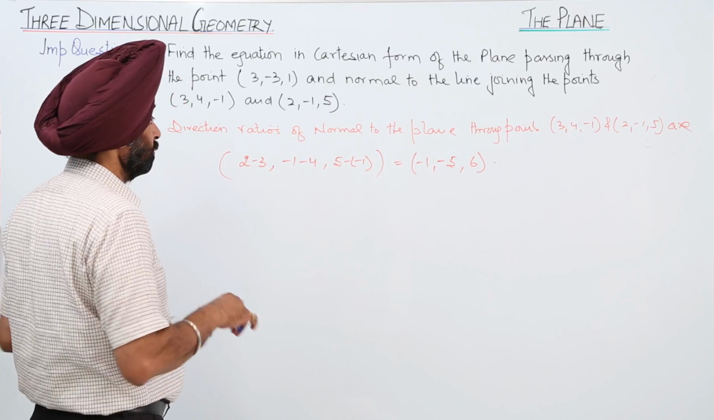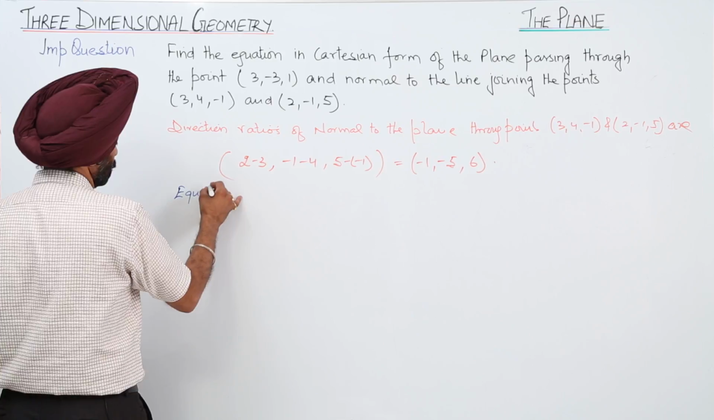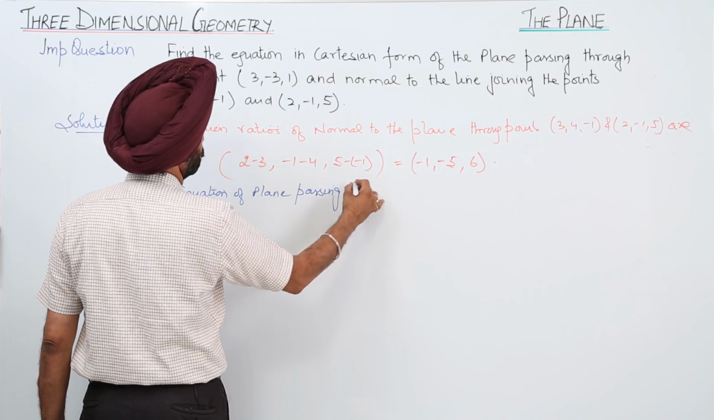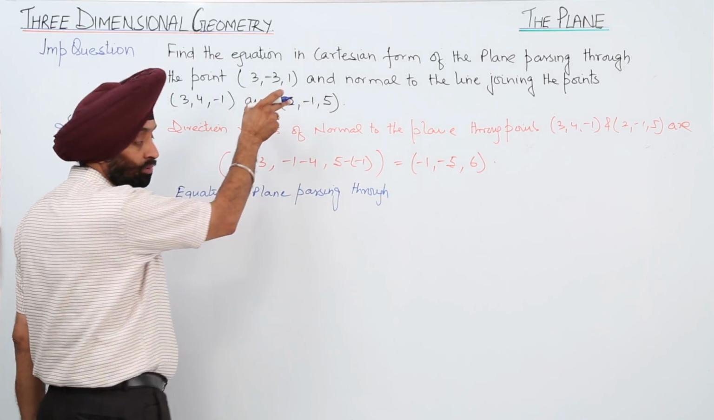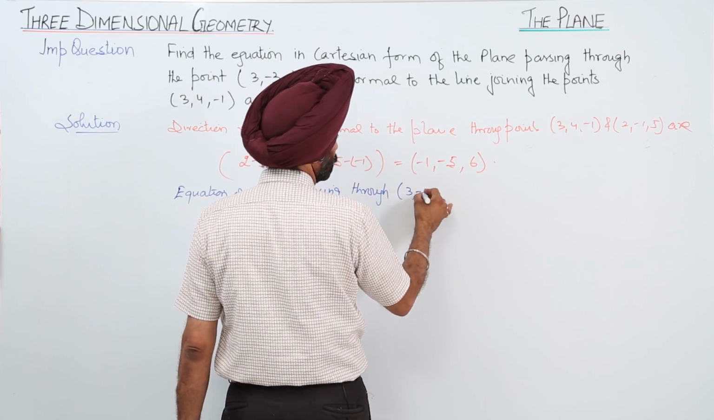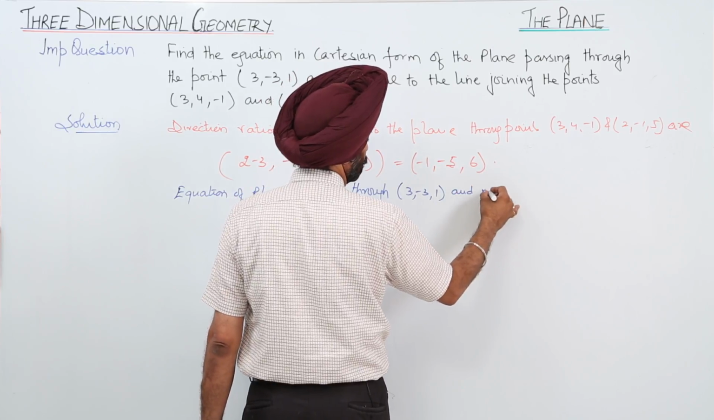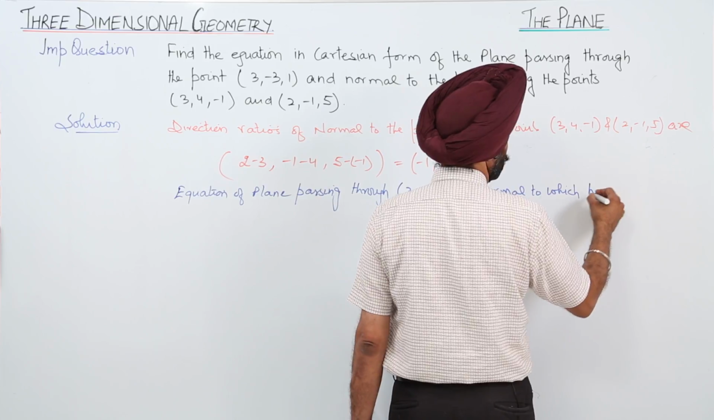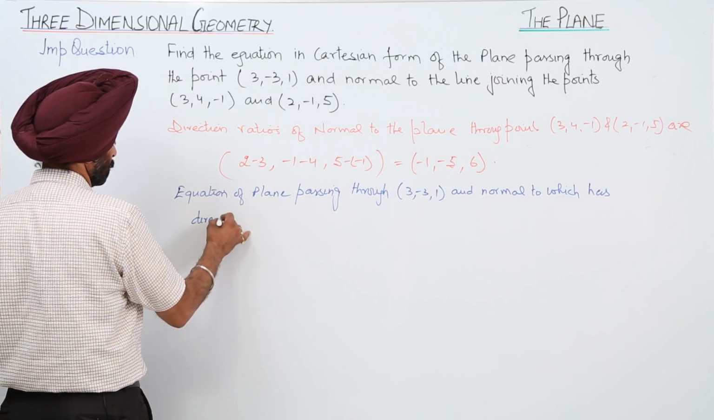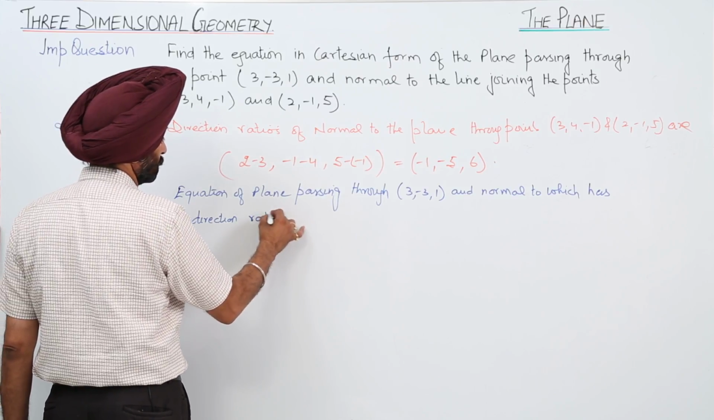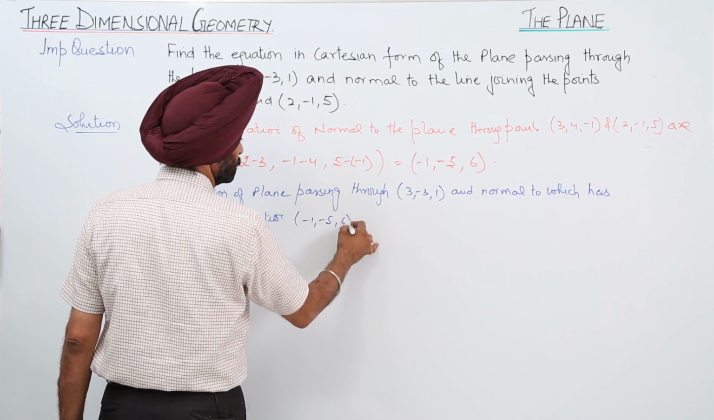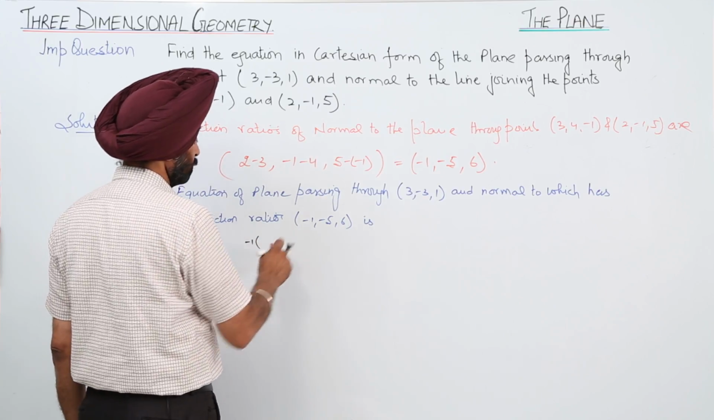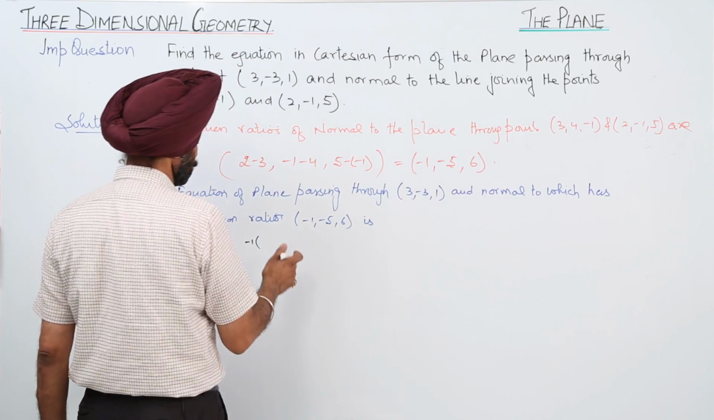Now, the equation of the plane passing through this point (3, -3, 1) and normal to the line which has direction ratios, what we got, -1, -5 and 6, is: it passes through (3, -3, 1).